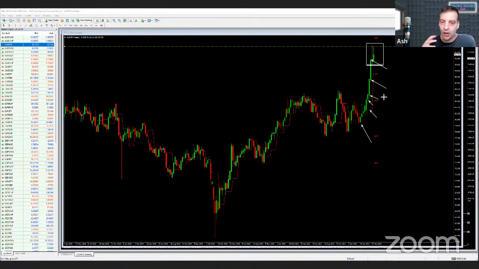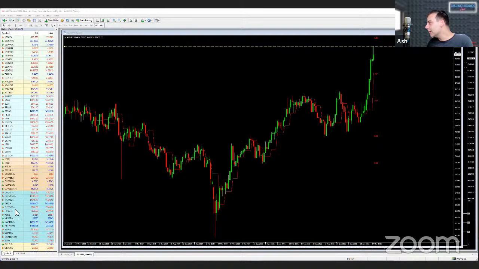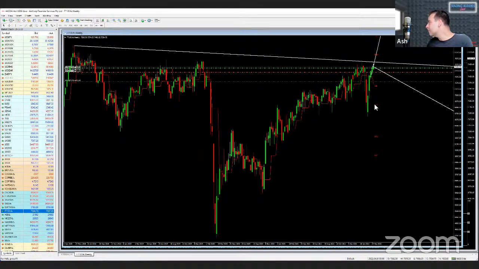I always think that when we get these parabolic moves, and I feel the same about the FTSE, the FTSE may well continue to go higher and higher, but ultimately these moves are unsustainable. You don't know when they will eventually roll over, but eventually they're going to roll over.